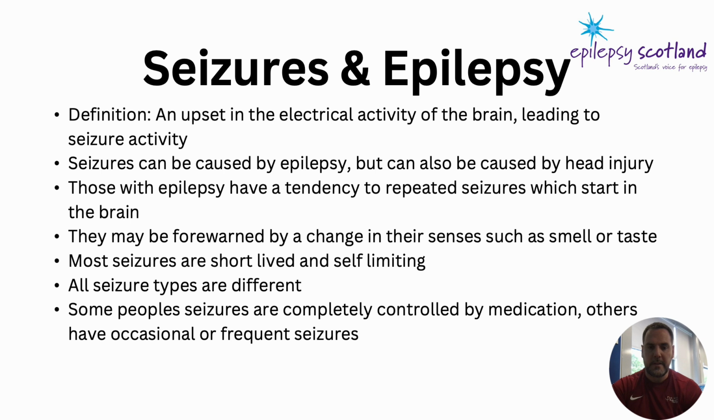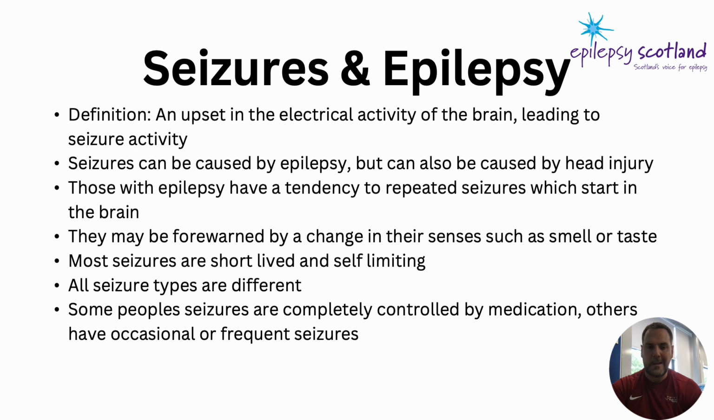Those with epilepsy have a tendency to have repeated seizures, which start in the brain. They sometimes get some kind of warning, smell or taste or aura, that gives them an indication that they're about to go into seizure, and that enables them to limit the immediate danger or damage that might be caused. Most seizures are short-lived and self-limiting, so the body's quite clever in that sense. So the casualty will not be breathing or will be holding their breath during the seizure, so they generally come out of the seizure before oxygen is an issue.